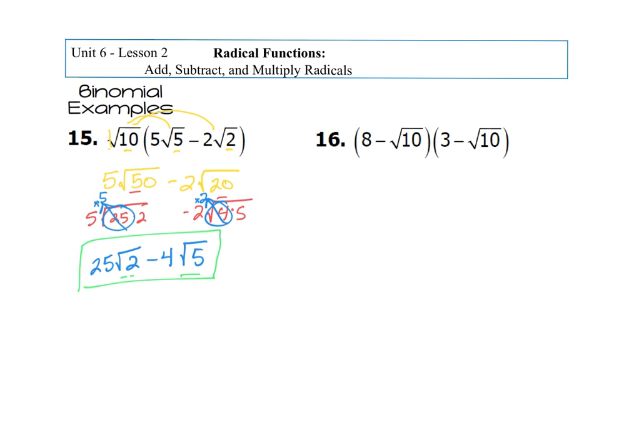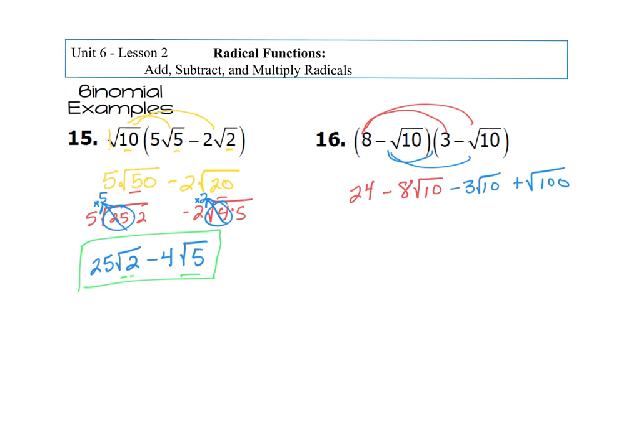Number 16, we have 2 binomials multiplying, so it's FOIL. So let's see how we do. 8 times 3, those are both regular numbers, 24. 8 times negative square root 10, okay, there is no coefficient, so we're just going to stick them together. This is a minus 8 square root 10. And then we come to our insides, we have negative square root 10 times 3, so that's negative times a positive stays negative, the 3 stays outside. The 10 is the underneath part, just stuck them together. And then negative square root 10 times negative square root 10 is a positive. Square root of 10 times 10 is 100.